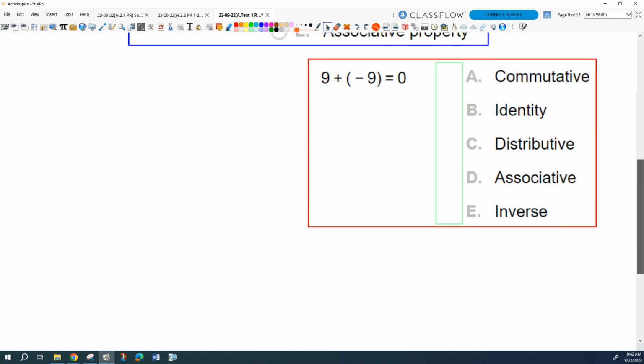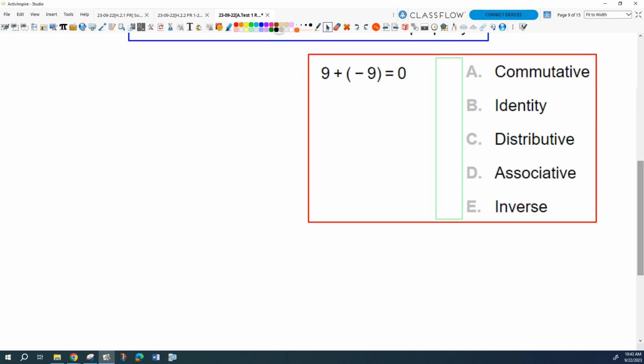Okay, how about this one? I started with a 9. Did I end with a 9? No, so it's not identity, right? Because the identity changed. It went from 9 to 0. Okay, but what's significant about 0? 0 is an important number for addition. I think we already said it. Okay, if you add 0 to something, the identity stays the same, right?